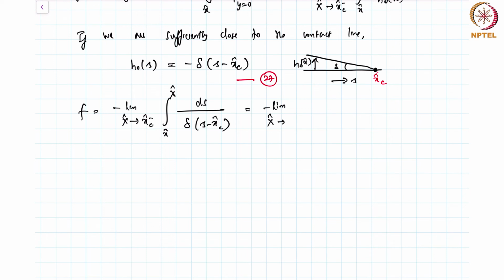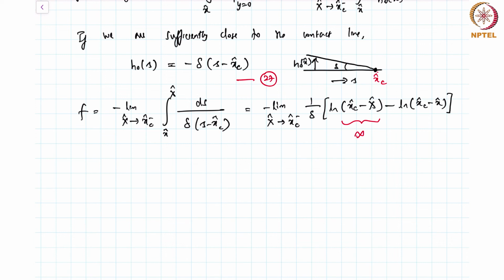I have x hat going towards xc, this is minus, we have 1 by delta times logarithm of xc minus capital X hat. We also have minus logarithm of xc minus x hat. And this quantity here, as x goes to x hat c, becomes infinity. So what we find is that as one approaches the contact line, even the force basically diverges.